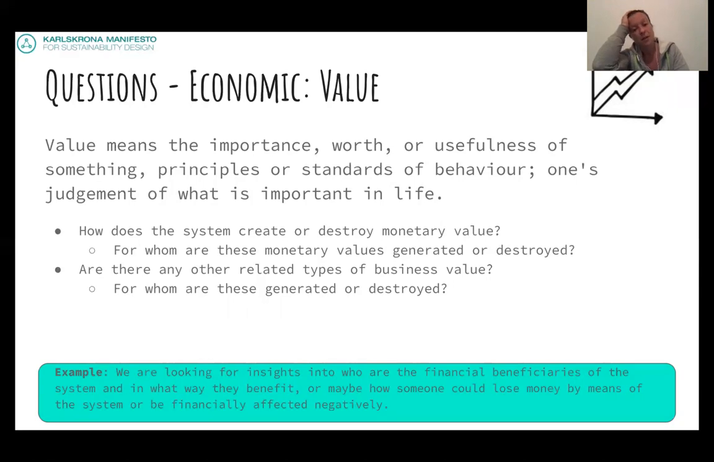Are there any other related types of business value? For whom are these generated or destroyed? So we're looking for insights into who are the financial beneficiaries of the system and in what way they benefit, or maybe how someone could lose money by means of the system or be financially affected negatively.